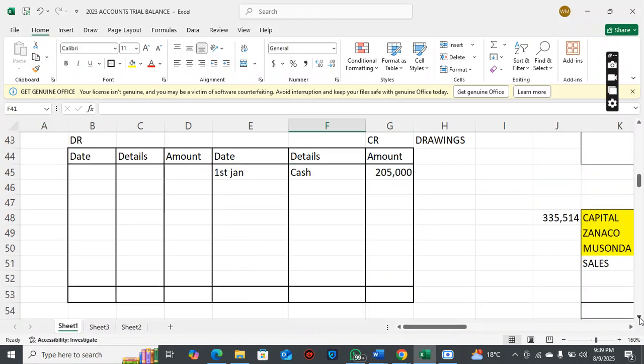Okay, let me illustrate another example. Could you just mute your mic?